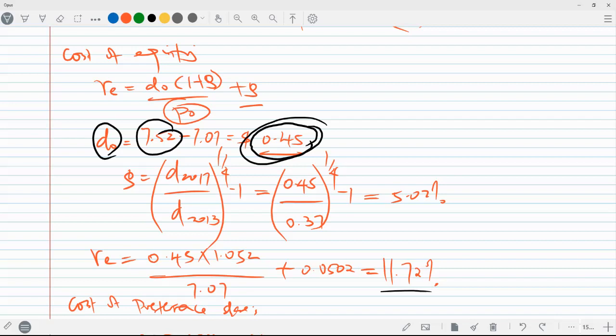If this 0.45 was paid in 2 months' time, the share price most likely would not be cum dividend, it would be ex dividend. Therefore, this becomes our D1, if that's the case. But since the share price is cum dividend, it means we pay in the next few days, so this becomes our D note, not D1. Is that clear? Yes.